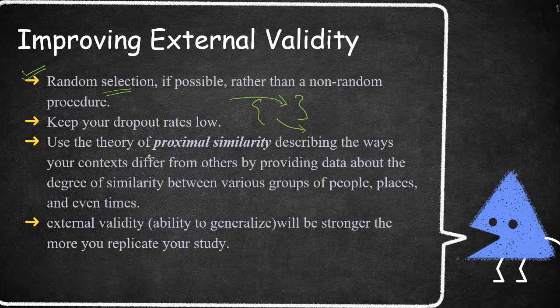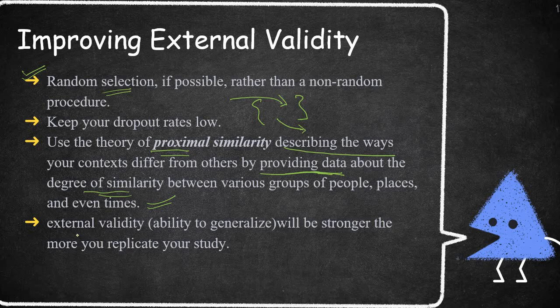Then you could also use the theory of proximal similarity. You should try to describe the ways in which your context differs from others, and you should have some data in place to illustrate the degree of similarity between various groups of people, places and event times.